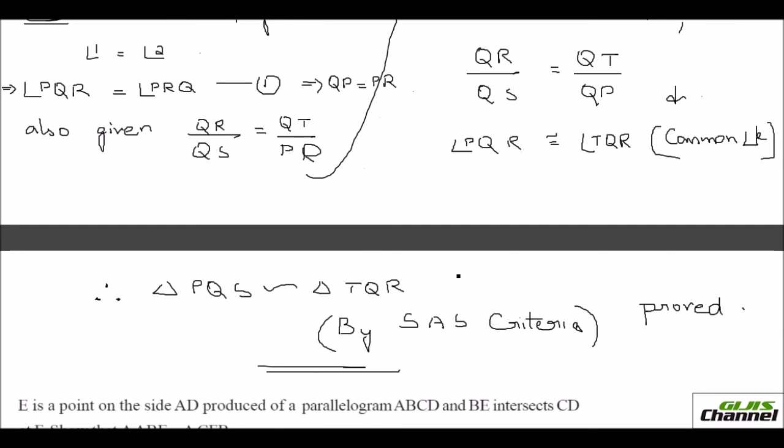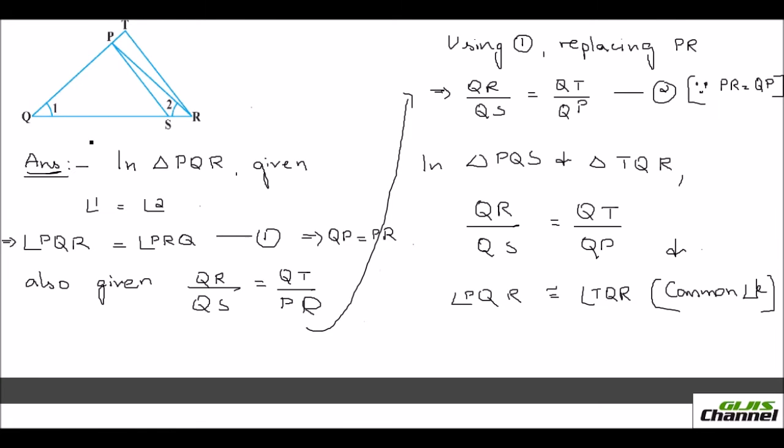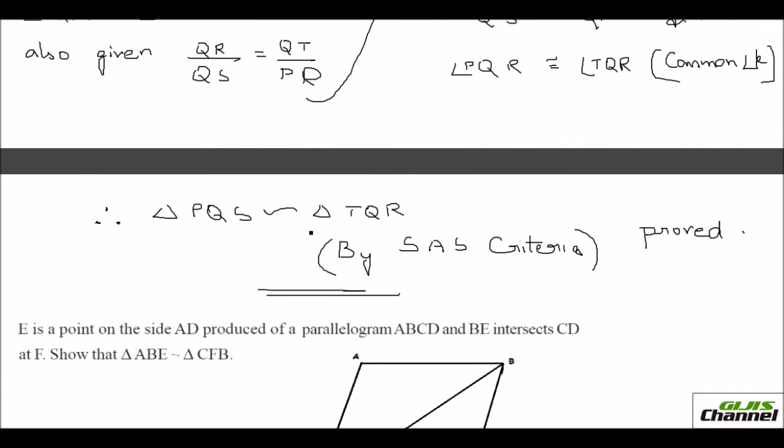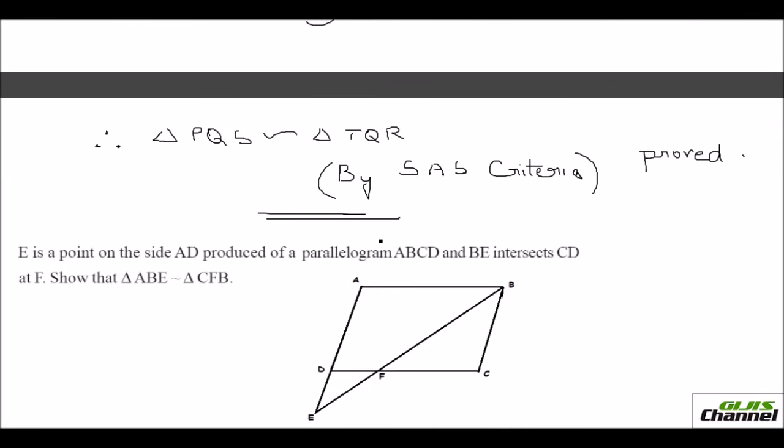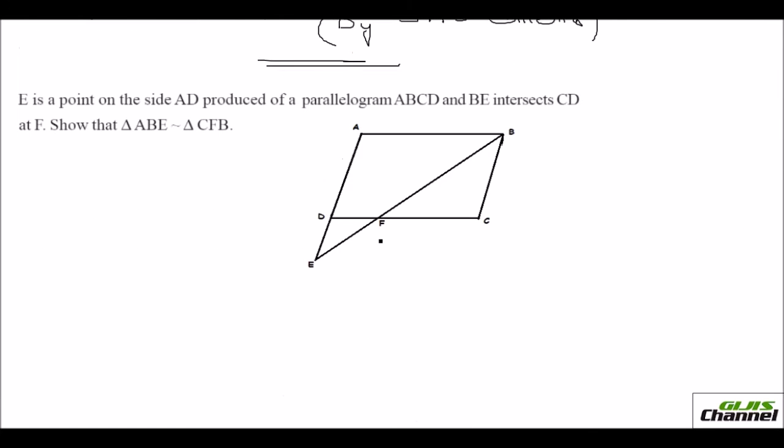All you did was replace your PR with QP, because they have given angle 1 is equal to angle 2. So the base angles are the same, so you can say those sides are also the same. So your QP is equal to PR. I just replaced it, and then we have this replaced proportional equation, and then you have the one angle common, and hence those two triangles are similar. Okay. Now let us move on to the next problem.